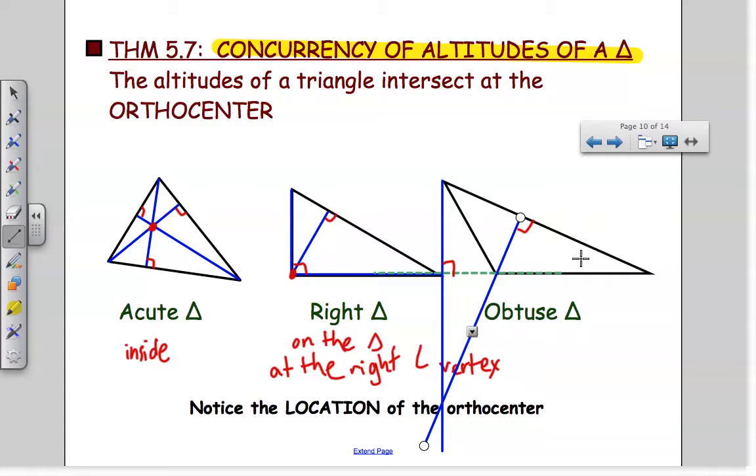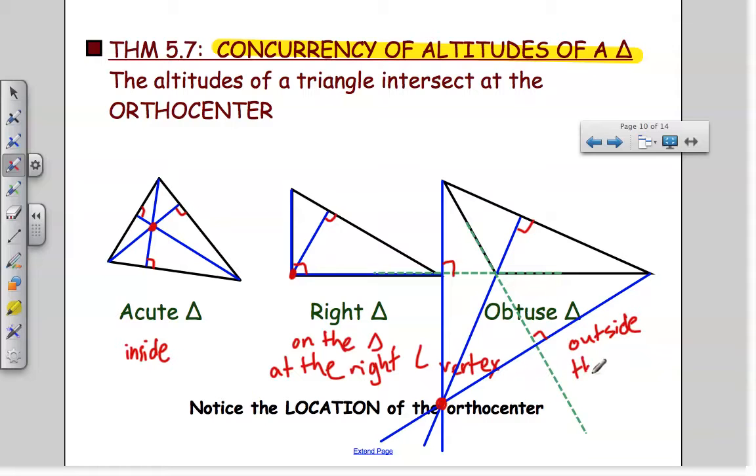If I want to go from this vertex to this opposite side at a right angle, I'm going to have to extend this side as well. Now let's go from this vertex at a right angle to that side. That looks pretty good. I extend it, and notice they are all crossing at the orthocenter in an obtuse triangle. That location, the orthocenter, is outside the triangle. Way outside in this case, because of that obtuse angle. So the orthocenter can be located anywhere in a triangle. No special properties other than the fact that it can be located anywhere relative to the triangle.